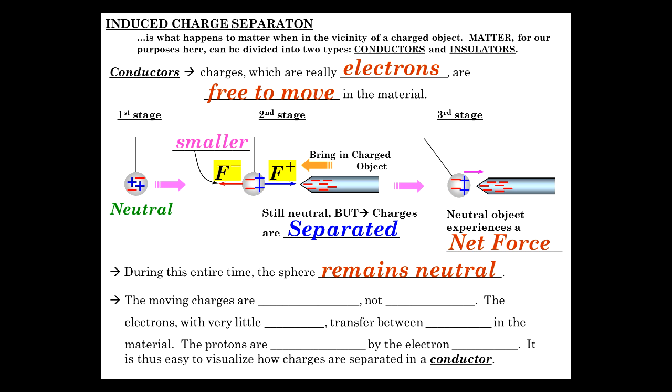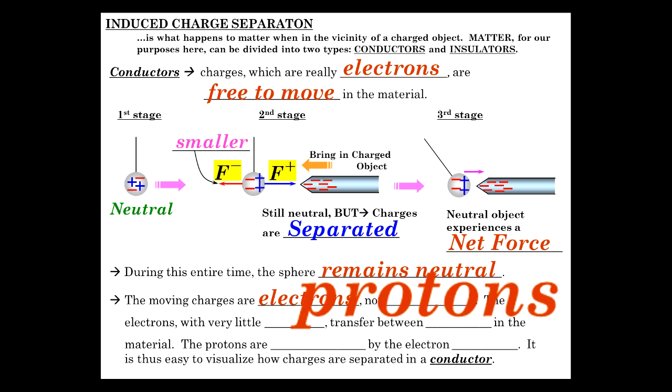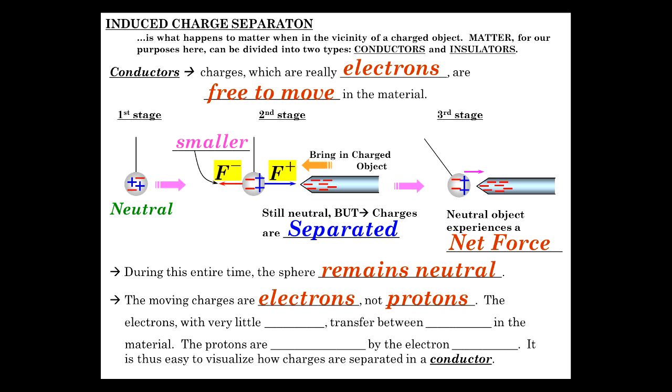So, in summary, the moving charges are electrons, not protons. And the electrons, with very little force, transfer between the atoms. The protons are really shielded by the electron clouds. But again, we don't even have to worry about all that. We can just consider these charges as entities that are free to move, both the negatives and the positives. And of course, when a negative moves, it leaves a positive in its wake. Functionally, they just act like equal but opposite charges, free to move around.